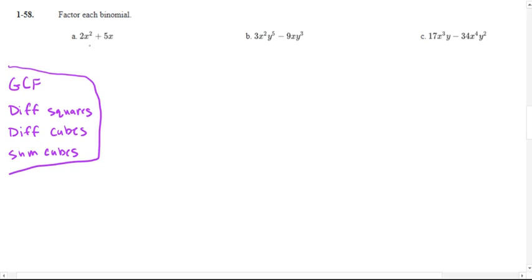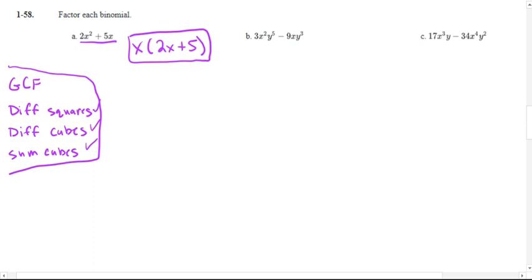So first one here looks like I have a greatest common factor of x. So I'm going to pull that out, and I got 2x plus 5. Remember, greatest common factor, I'm seeing the thing that goes into both of those, the largest thing, pulling that out, and then whatever's left over stays in parentheses. What's left in the parentheses has no more common factors, so that's as factored as it gets.